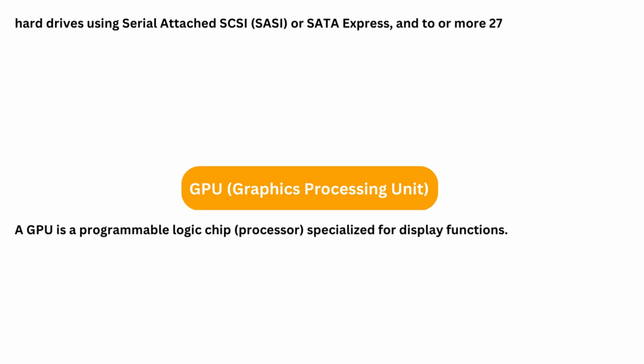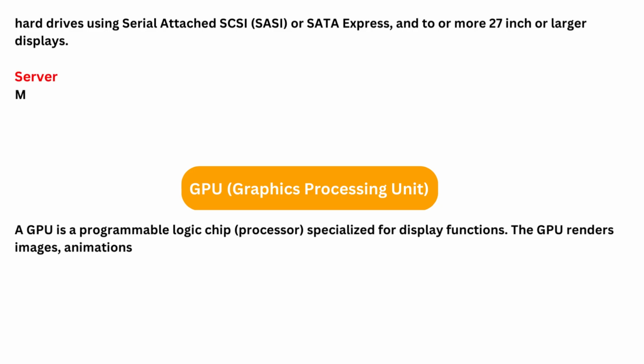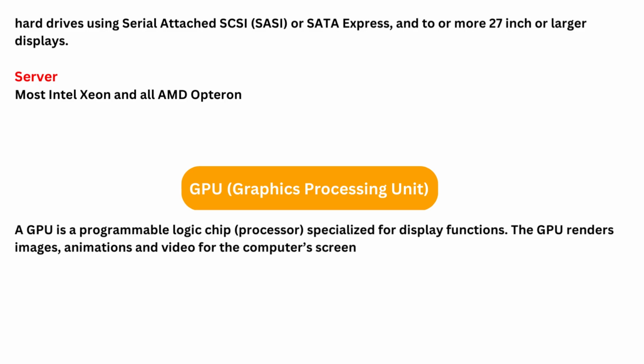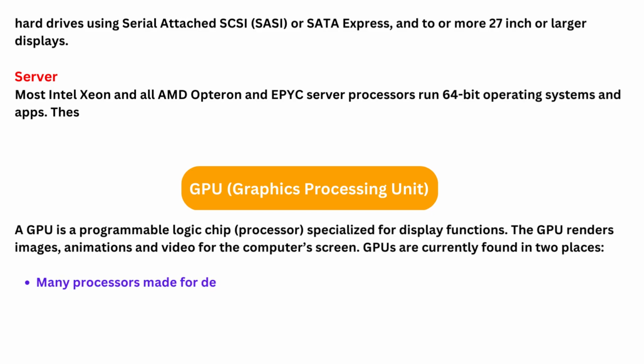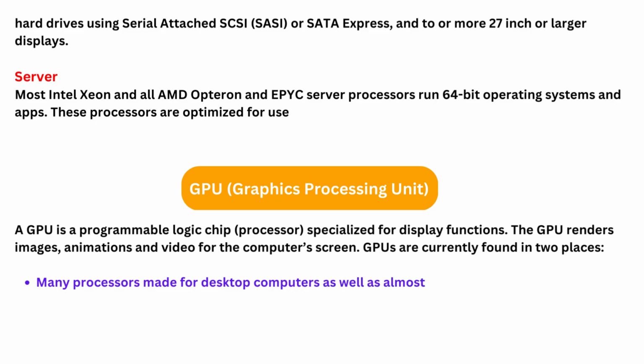Server. Most Intel Xeon and all AMD Opteron and EPYC server processors run 64-bit operating systems and apps. These processors are optimized for use in dual processor or multiprocessor operations and for very high-speed networking. Gigabit or 10G LAN support, RAID array mass storage, and optimization for media streaming and file sharing are typical features.